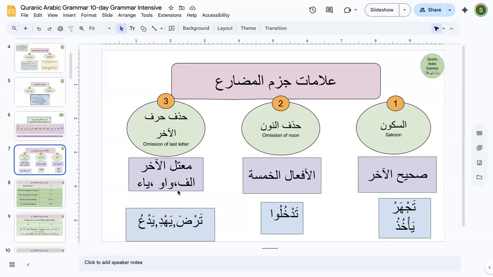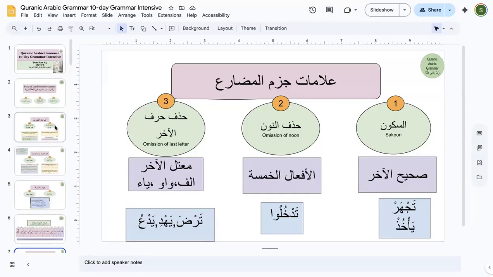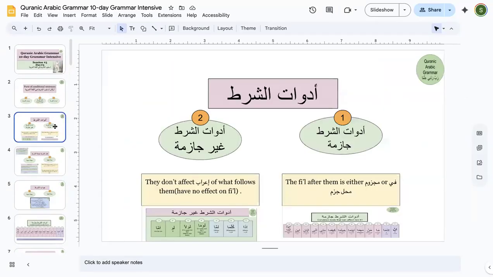And the last way is if your mudari is ending with a weak letter, and the weak letters in Arabic are three: alif, waw, ya. In the Arabic alphabet, there are three weak letters: alif, waw, ya. And if the word is ending with that, it's going to drop its weak letter. So this is how you are going to find your mudari in the majzoom form after adawatu shart jazima.